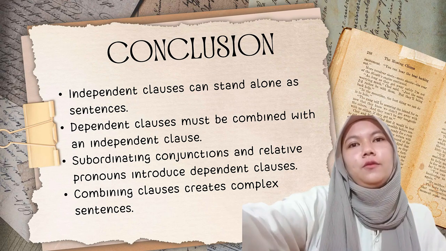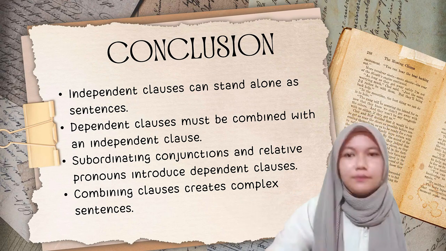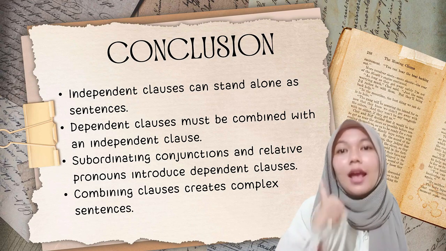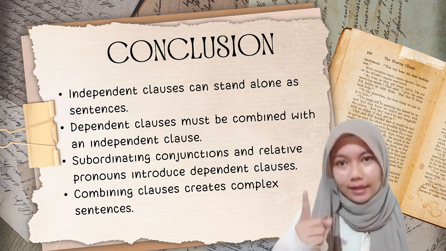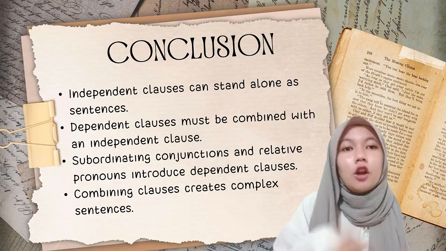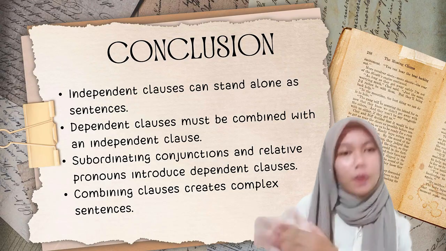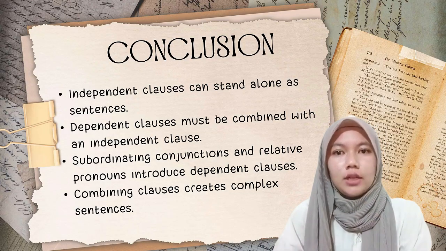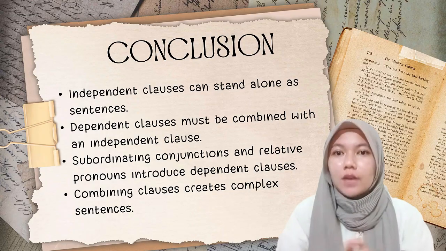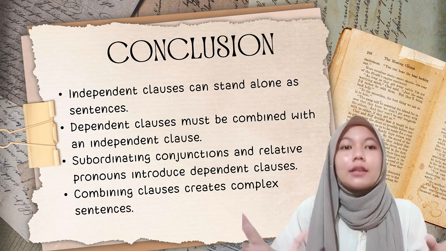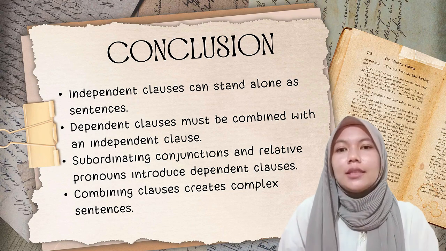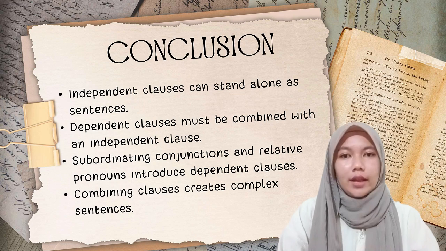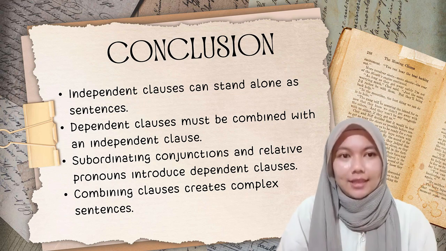And for the last, the conclusion: an independent clause can stand alone as a sentence. A dependent clause must be combined with an independent clause. And subordinating conjunctions and relative pronouns introduce dependent clauses. And the last, combining clauses creates a complex sentence.